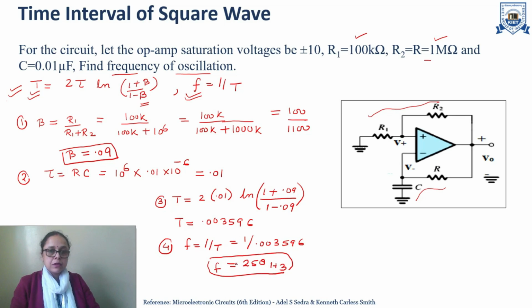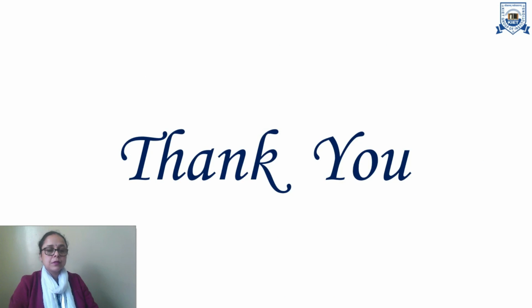So, the frequency of oscillation will be 1 upon T, we put the value of T, and it will be 258 hertz. In this video lecture, we have discussed the generation of a square wave using an astable multivibrator, the time period for the generated wave has been calculated, and finally one numerical problem has been solved for the time period of the square wave. Thank you.